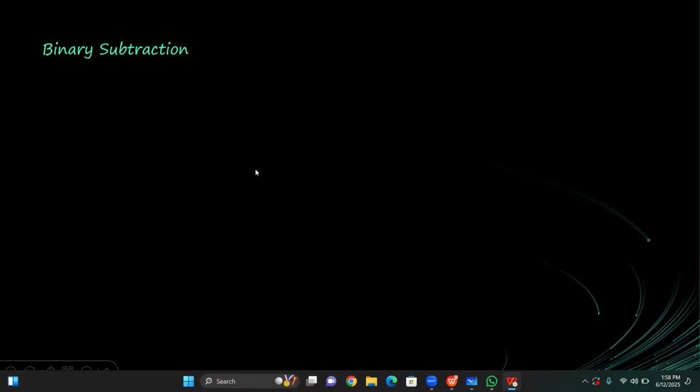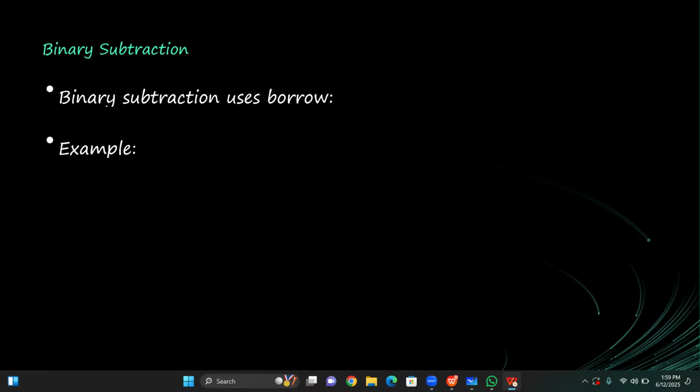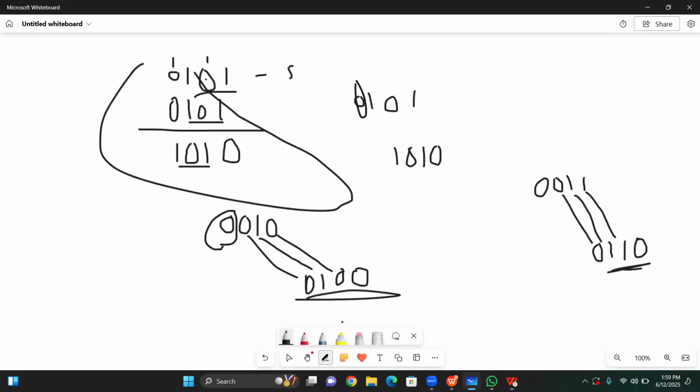Now we also have binary subtraction. It uses the normal borrow. So this is the binary representation for 10. If you do this, 10 minus 3 will give us 7. But before we do this, let me remind us of how we do subtraction in decimal.